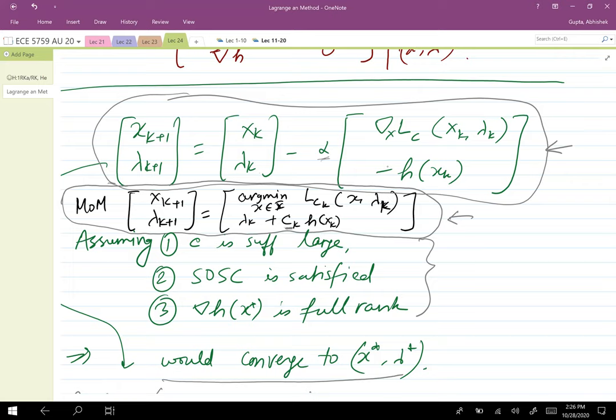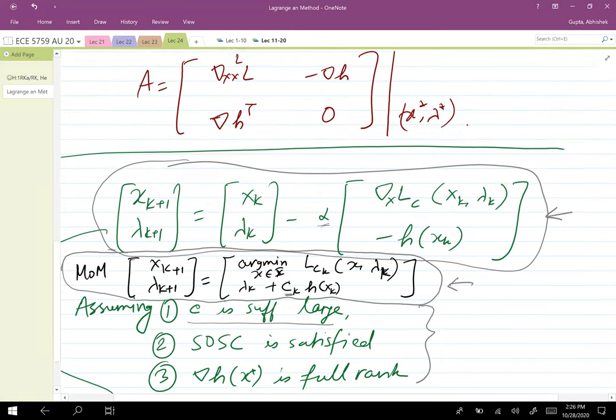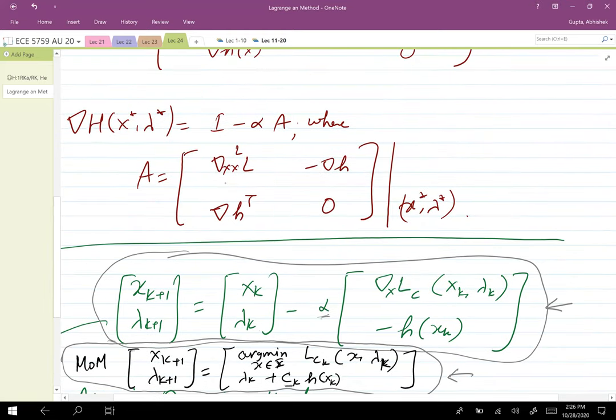So, Professor, for this one, we have to make sure first that c is sufficiently large. That's right. That's the only way in which this would converge. Correct. Because then you know that your Lc is strictly convex in x. And so you only need the second derivative of Lc to be positive definite, which will be satisfied if c is very large.